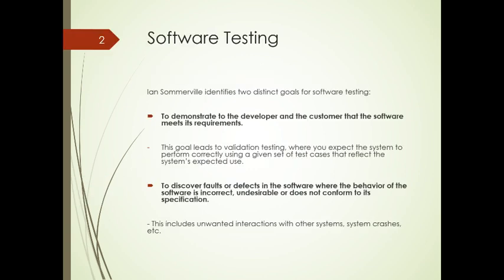So let's start with software testing. Alan Somerville, one of the pioneers of software engineering, identifies two distinct goals for software testing. Number one, to demonstrate to the developer and the customer that the software meets its requirements. This goal leads to validation testing, where you expect the system to perform correctly as per what is required.